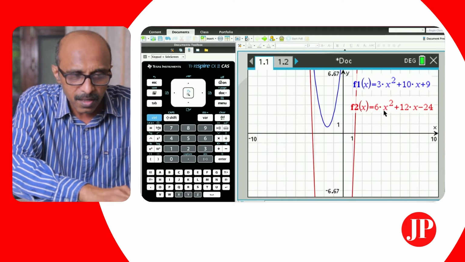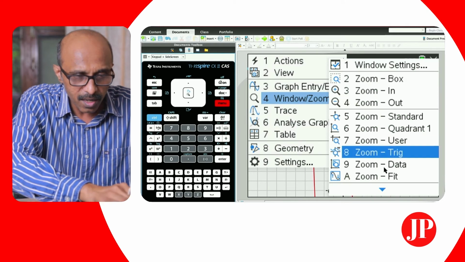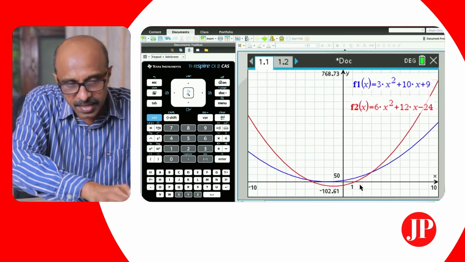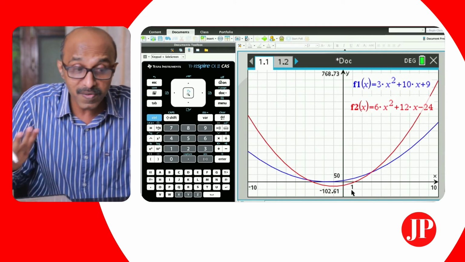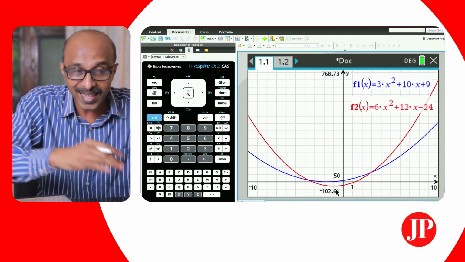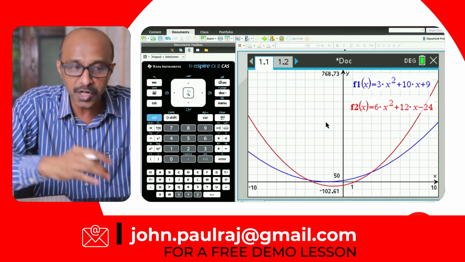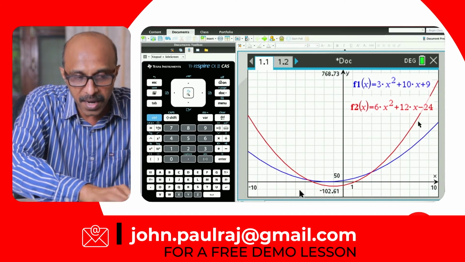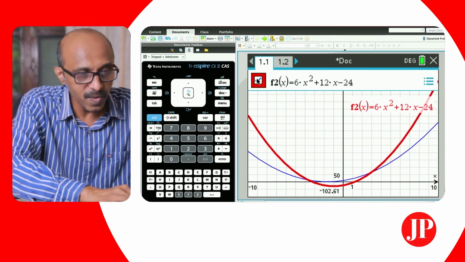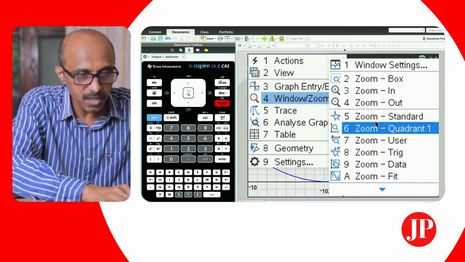If you want to see the turning point also, you can go here and fix a zoom. If I say zoom fit, you can now see clearly that the red graph is cutting the x-axis in two different points. However, there's another issue here: it looks like the blue graph is touching the x-axis. Can you see that? That's because of the scale factor. This particular graphing utility probably does not have a very good aspect ratio, so in comparison with the red graph, it looks like it's touching, but actually it's not. I'll turn off the red graph, and then I'll make it a standard zoom. Windows zoom, and let's call it zoom standard.